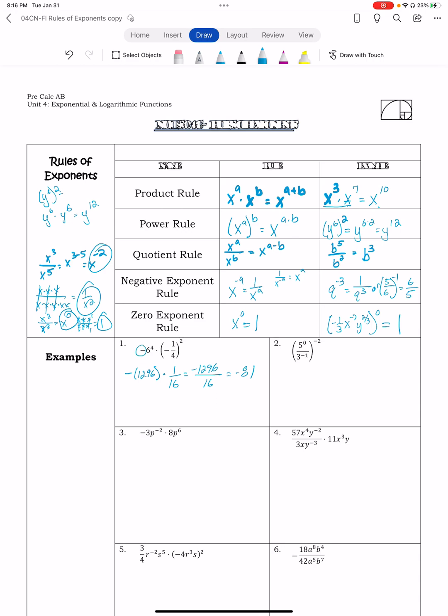I caution you, the negative is on the outside. So when it is on the outside, we treat this like a negative 1 times 6 to the 4th. The 4th goes with the 6, but it does not go with the negative 1.